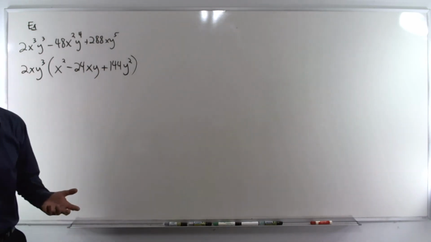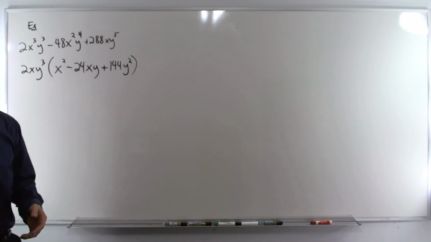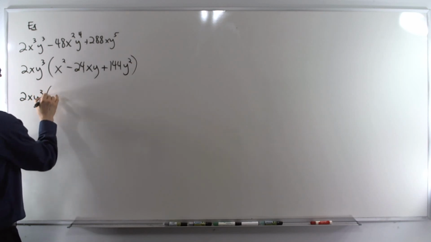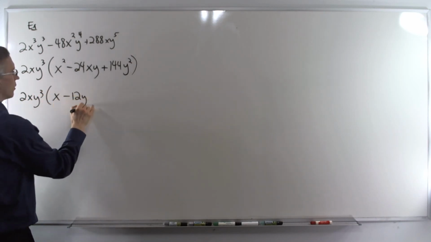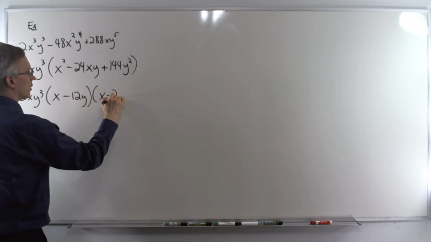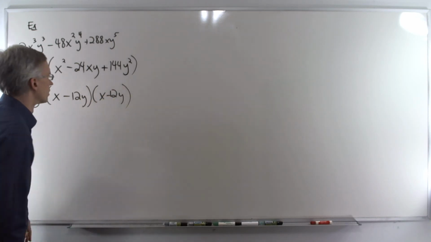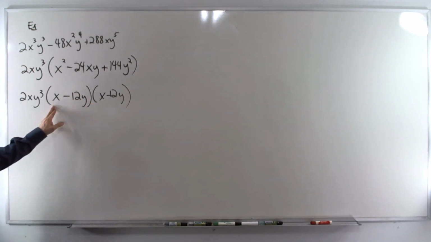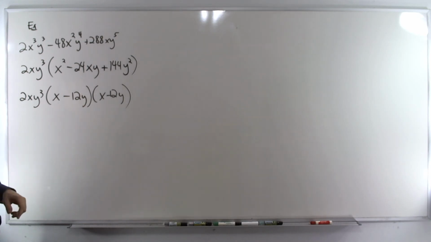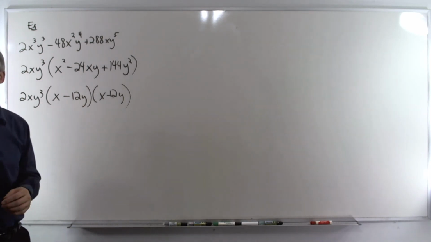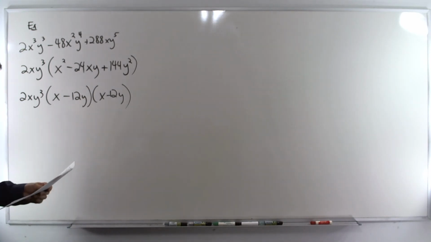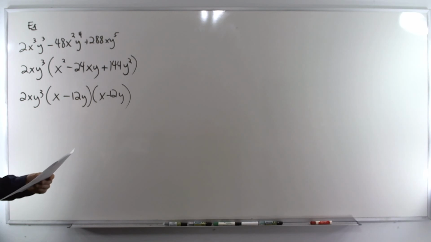So this is where it's really helpful to know your times tables. 12 times 12 is 144. So those are our two numbers, 12 and 12, but negative versions because the middle term is negative. So that factors into x minus 12y, x minus 12y, or you could write it as x minus 12y squared. Your turn, number 6.